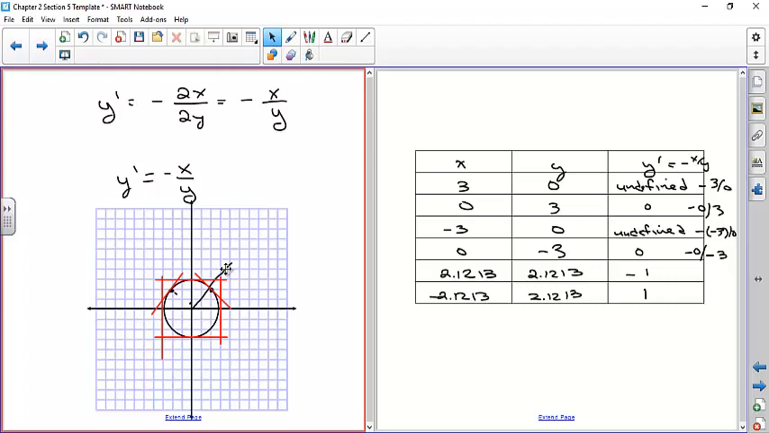So we did ones that are easy to verify, but if you picked any point on this circle and you plugged the x and y values into the equation for the slope, the derivative, it would exactly be tangent to the circle. So it does work for this simple case. It doesn't work always.